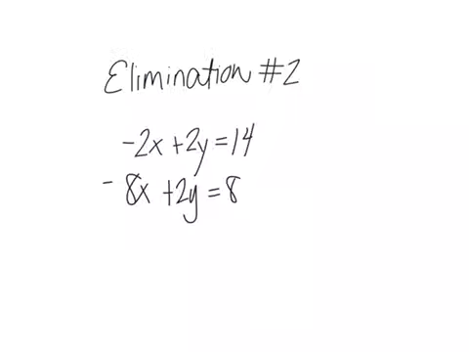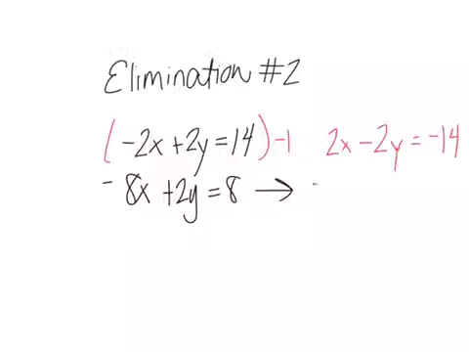I want to look at another elimination problem because they're not all set up where they're exact opposites of each other. In this case, when I look at the y's, I notice that they're the exact same as each other. So what I'm going to do is multiply one of the equations by a -1. So I think what I'm going to do is multiply this first one by -1. So that becomes a positive 2x minus 2y equals -14 when I multiply everything by -1.